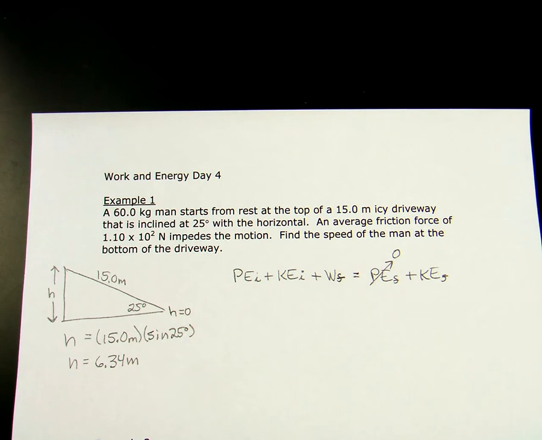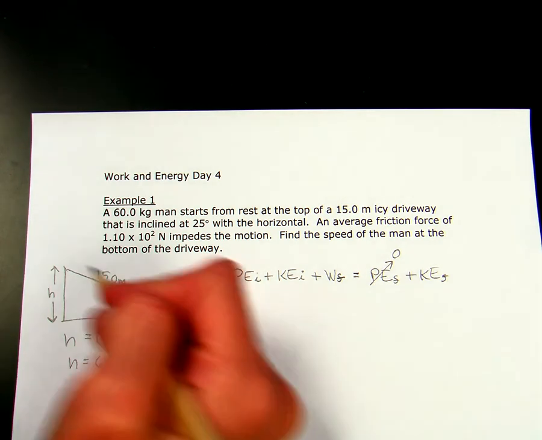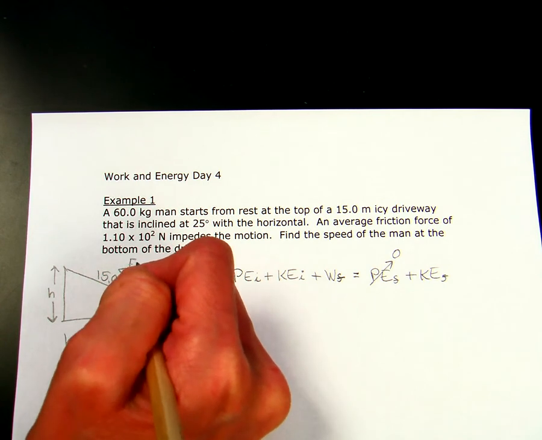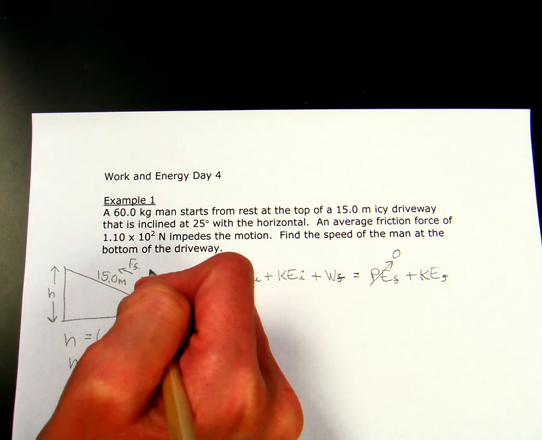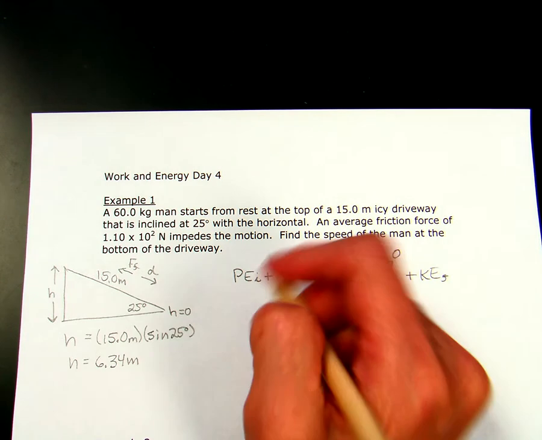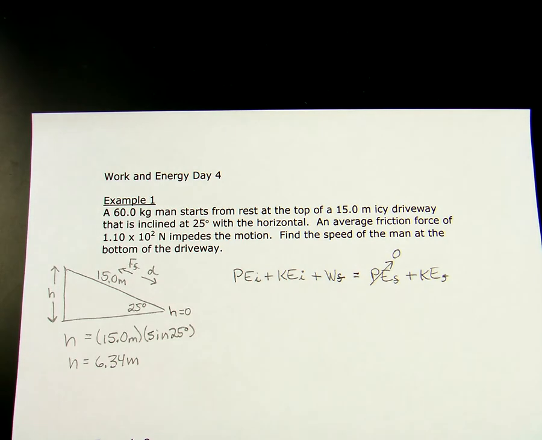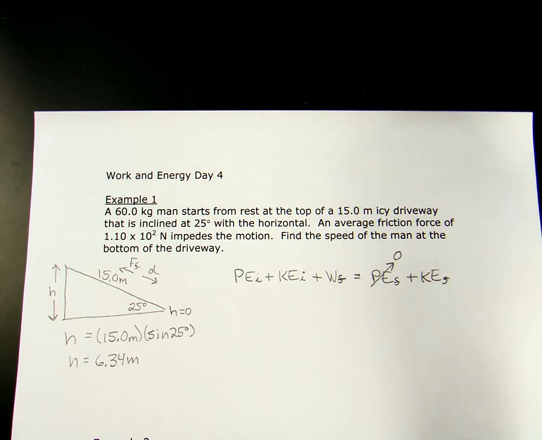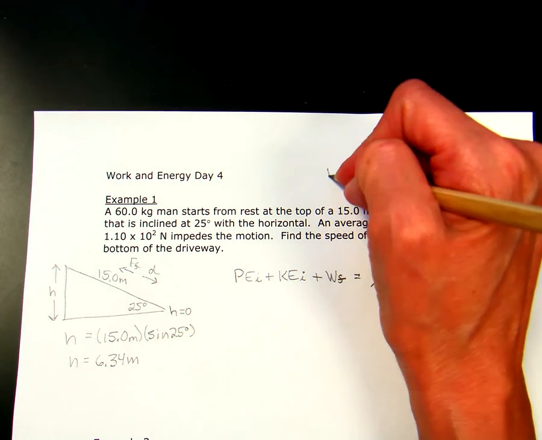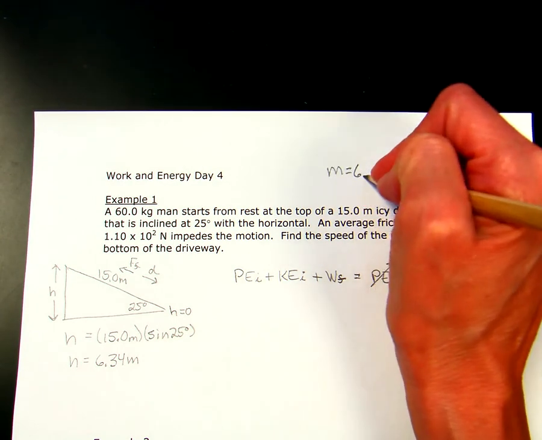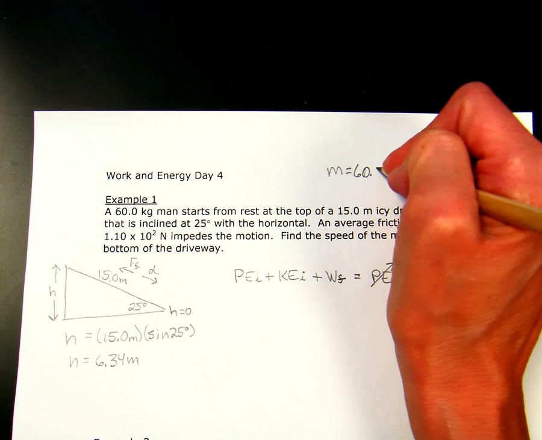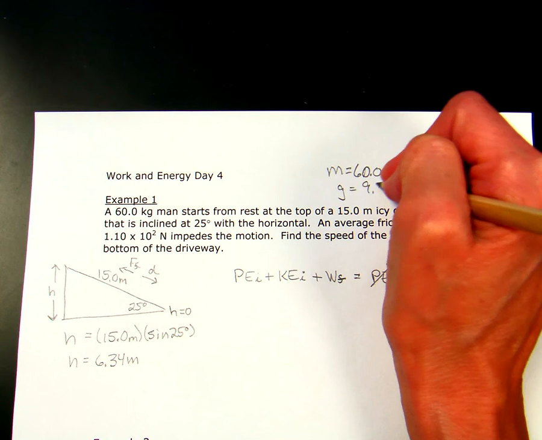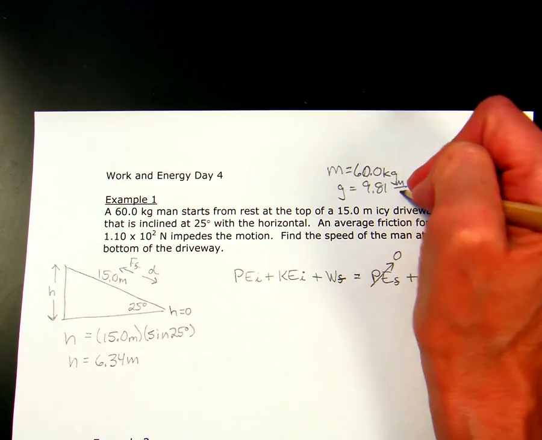And it tells us what the frictional force is. The frictional force is upward. The displacement is downward. So I have to take that into account when I do the problem. Now my potential energy, I have a man that has a mass of 60 kilograms. I know my acceleration due to gravity is 9.81 meters per second squared.